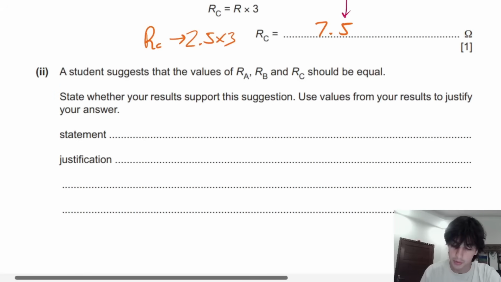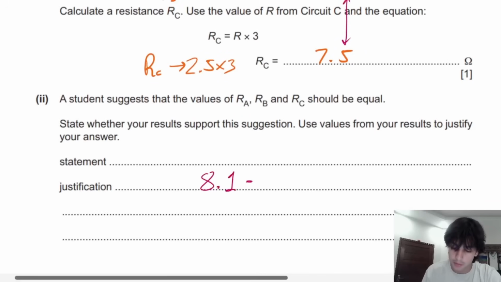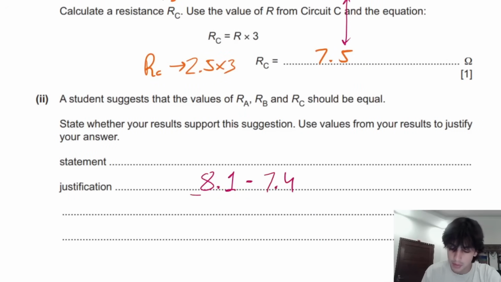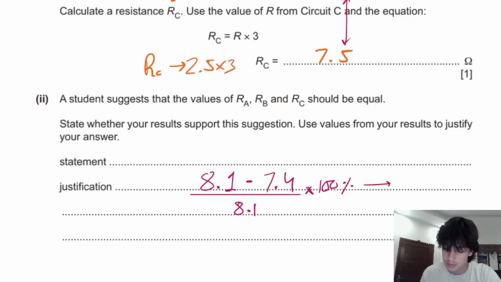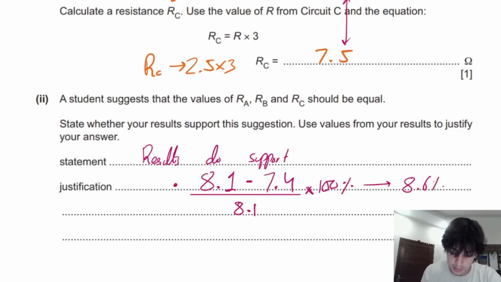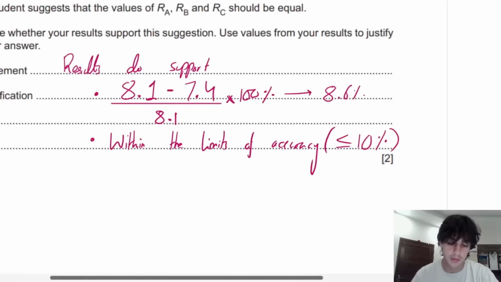So let's just do a calculation real quick. We're going to do the highest value over here, which was 8.1, and we're going to subtract the lowest value from this. And when we do this, we have to divide by the largest value. If we do this correctly, we should get our answer, 8.6%. So we're going to say that yes, our results do support the investigation. And we're going to show our calculation and say that this is within the limits of accuracy. So hopefully this is clear.